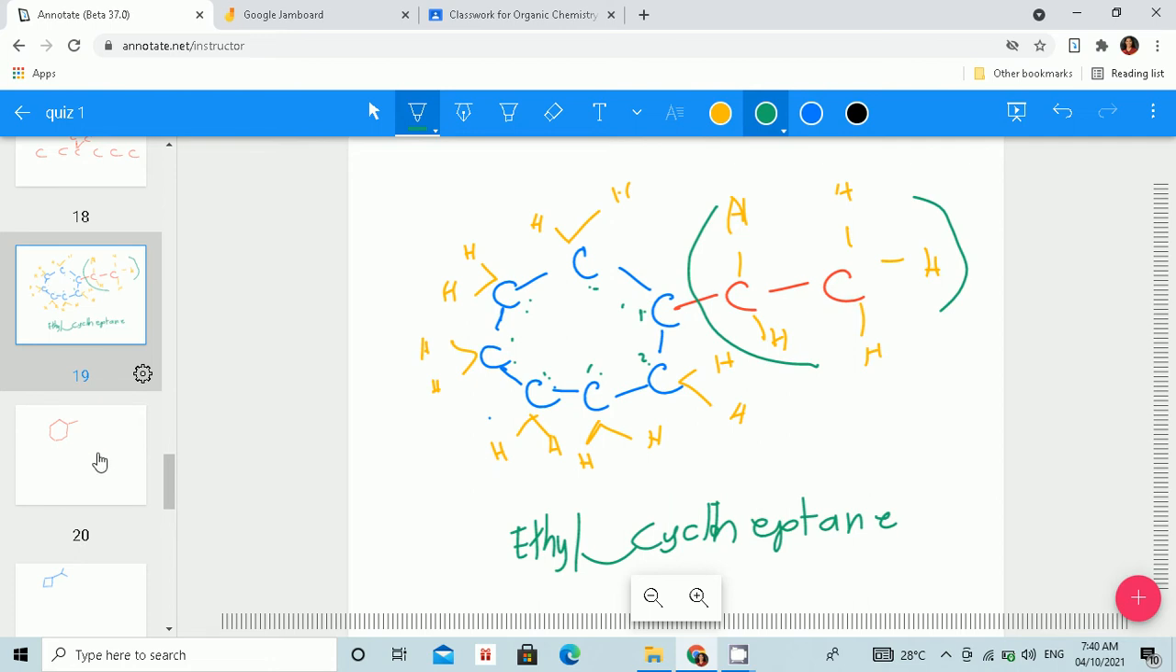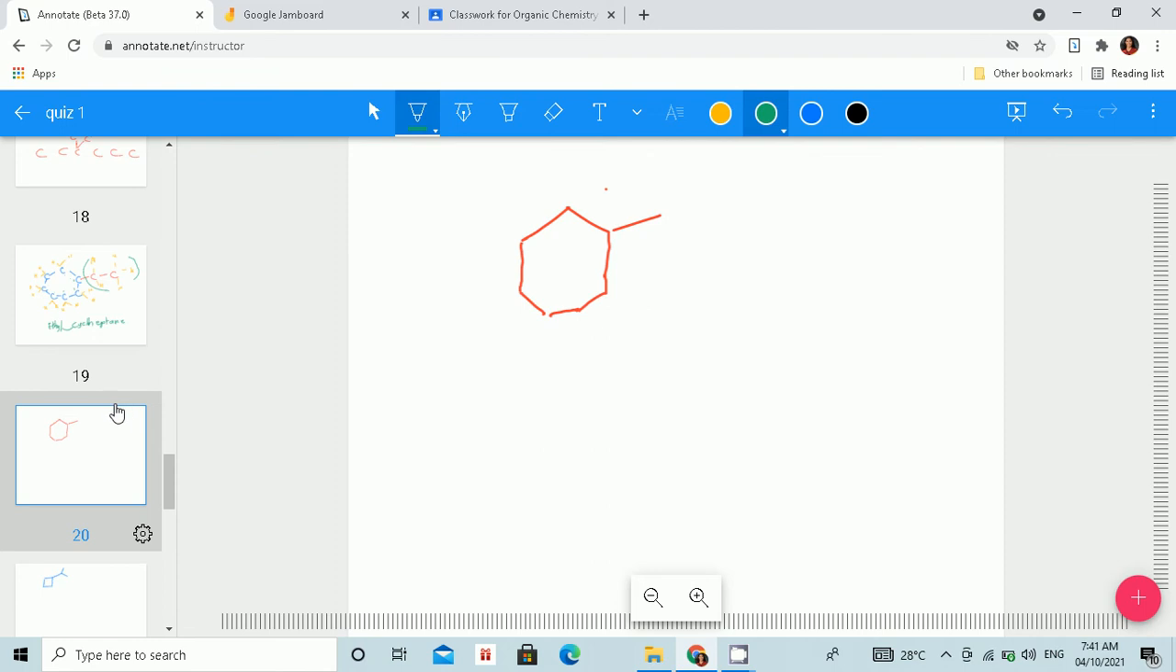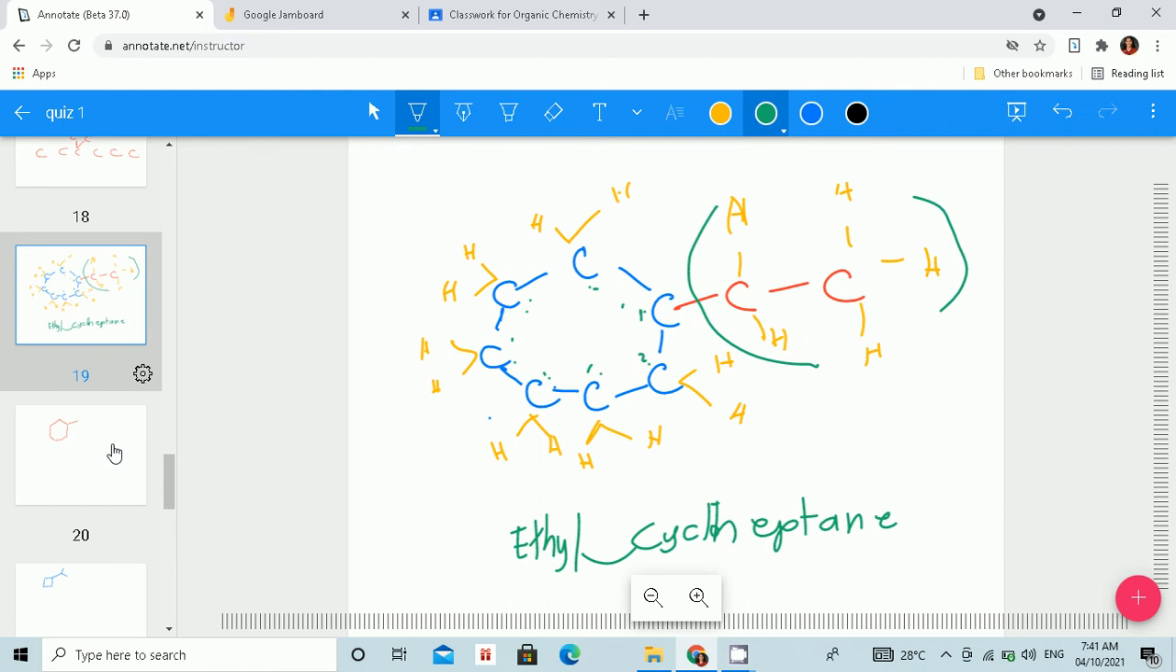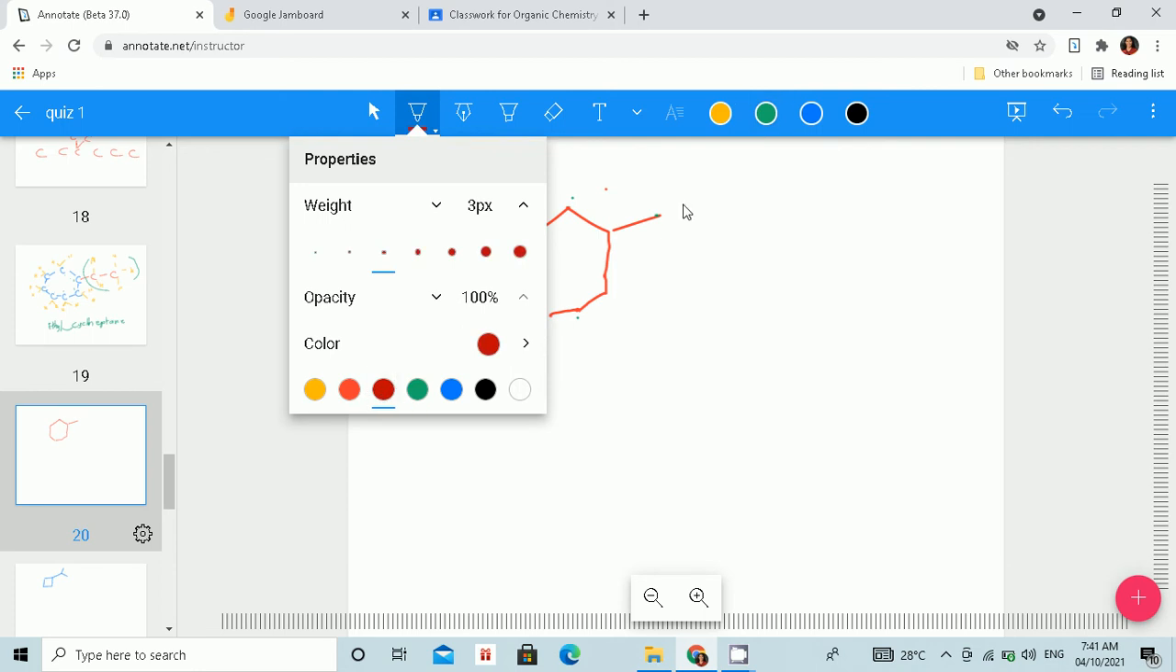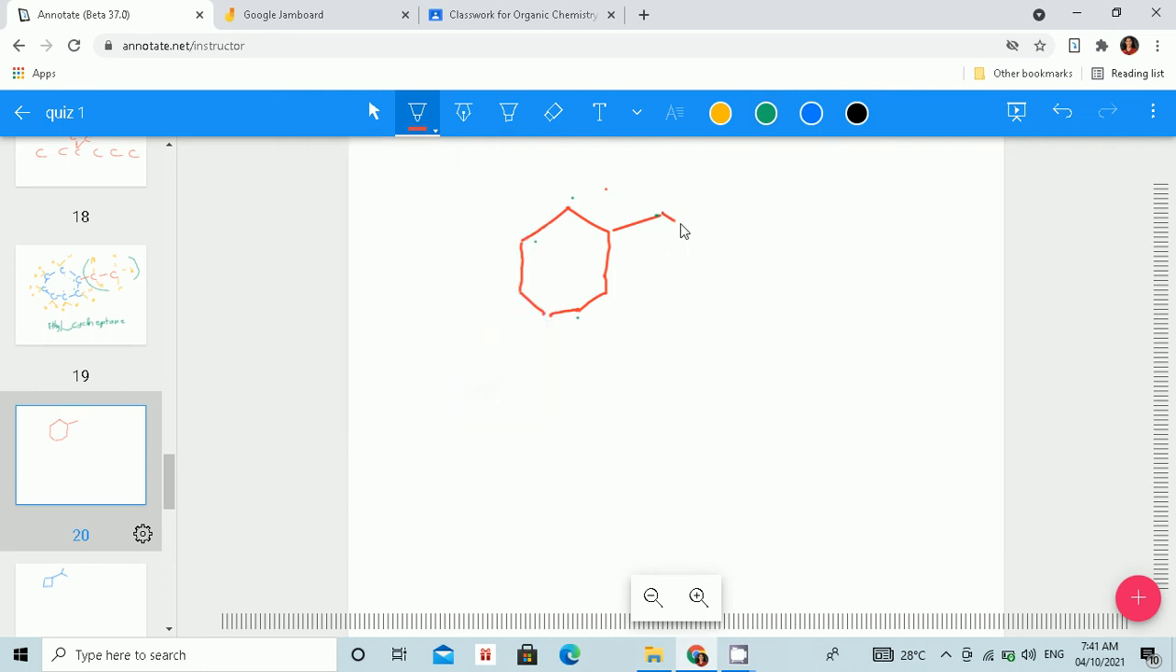And then, what about the line structure? For the line structure, we just draw it because it's 7. So 1, 2, 3, 4, 5, 6, 7. And then because it's an ethyl, we will count 1 and then 2. Okay, so that's it. This is our ethylcycloheptane.